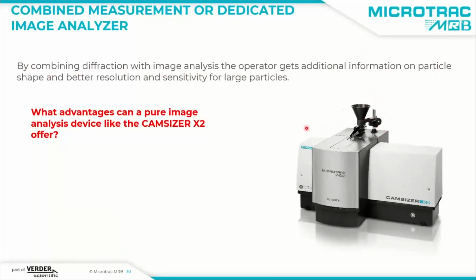Now we still have analyzers here at Microtrac MRB that do only imaging. So why would we want to use this? Is there anything that the ChemSizer X2, that has no laser diffraction but only imaging, can do even better? Let's find out.